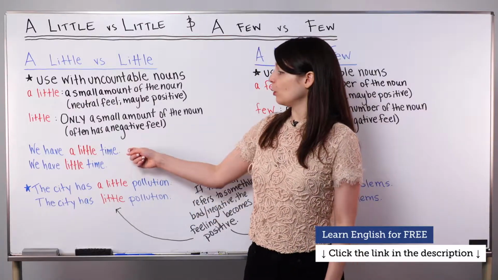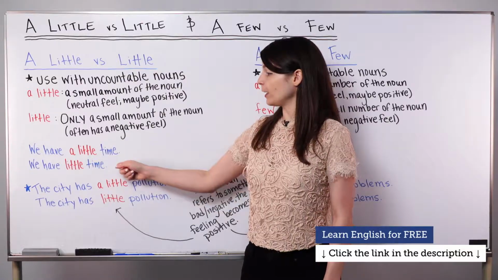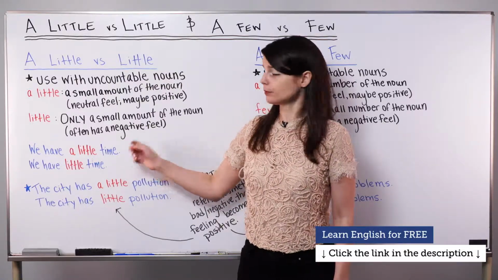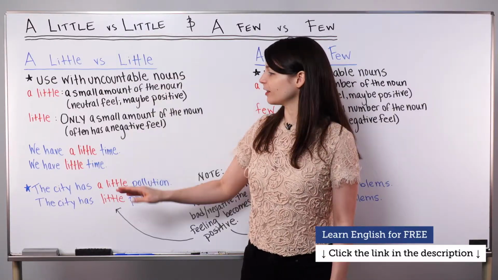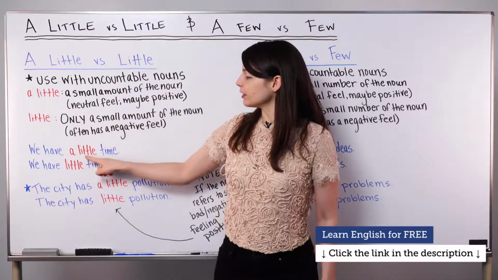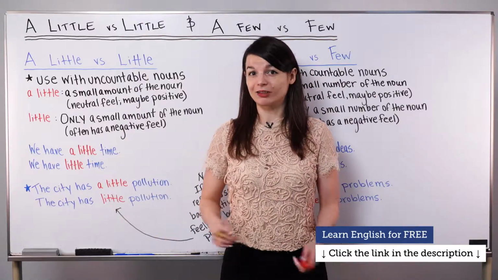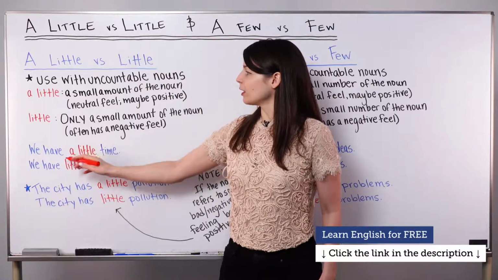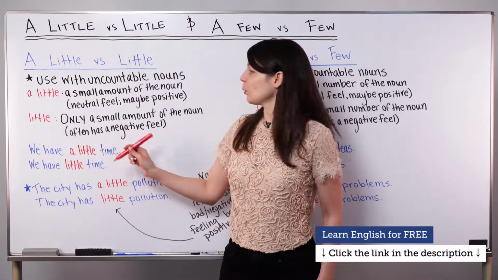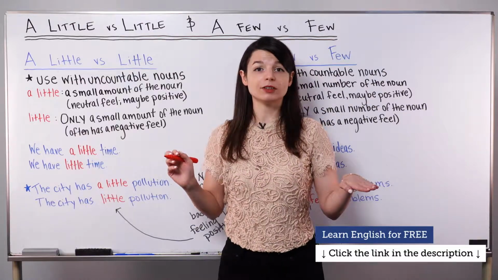So let's look at an example of this. First, we have a little time. We have a little time. And we have little time. So first, time is an uncountable noun, so we're using little there. But we see we have a little time, like we have a little time to finish this project, for example. By using a little here, we're communicating a very neutral point, just a simple fact. We have a little time.